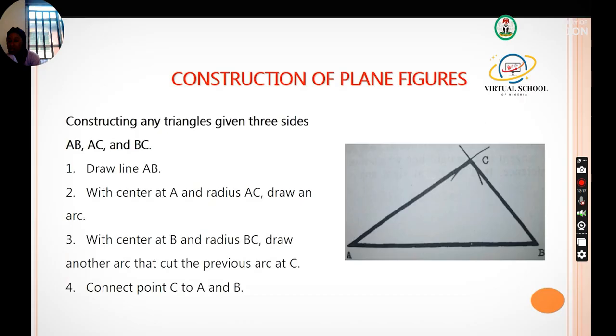So we have been able to construct a triangle. From the scale, we can also see that I have connected point C to A and B. So connect C to B, then C to A. So that makes our triangle.